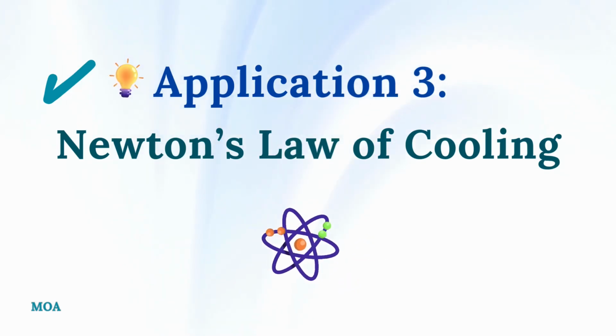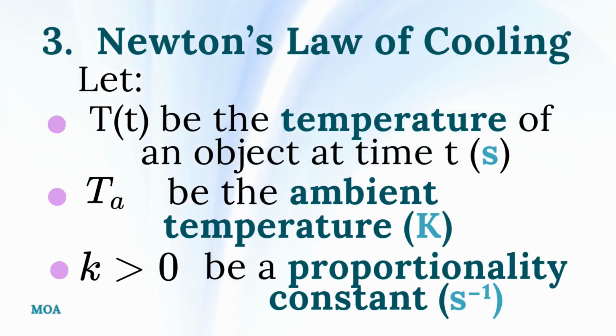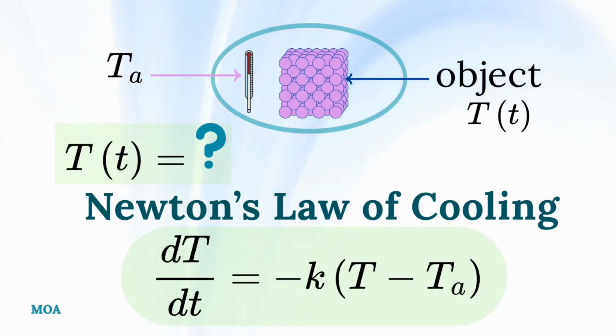Regarding the third application of first-order linear differential equations in physics, we now consider Newton's law of cooling. Let T of t be the temperature of an object at time t, with t measured in seconds. Let T sub A denote the ambient temperature, also called the surrounding temperature, given in Kelvin. Let k be a positive constant, with units of per second. We place an object with initial temperature T sub 0 into an environment held at constant ambient temperature T sub A. Our goal is to find the expression for T of t, the object's temperature over time.